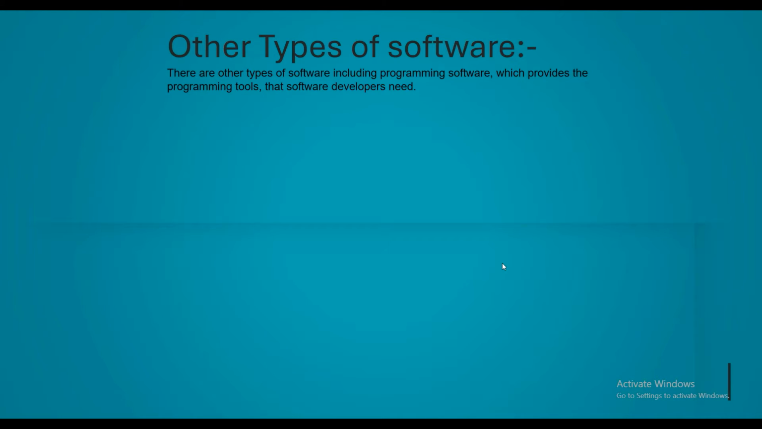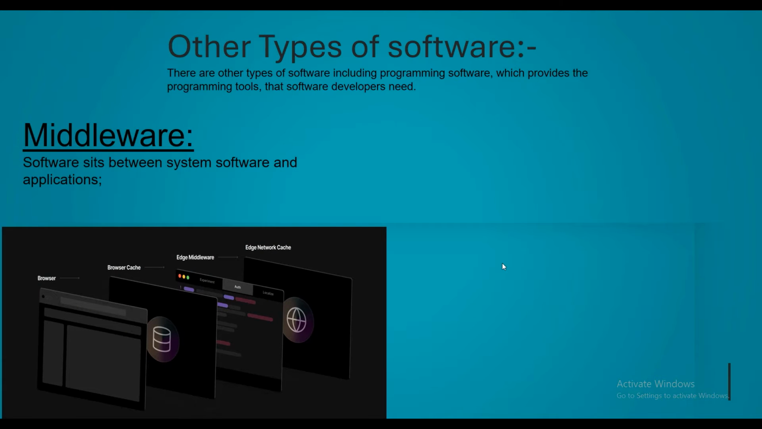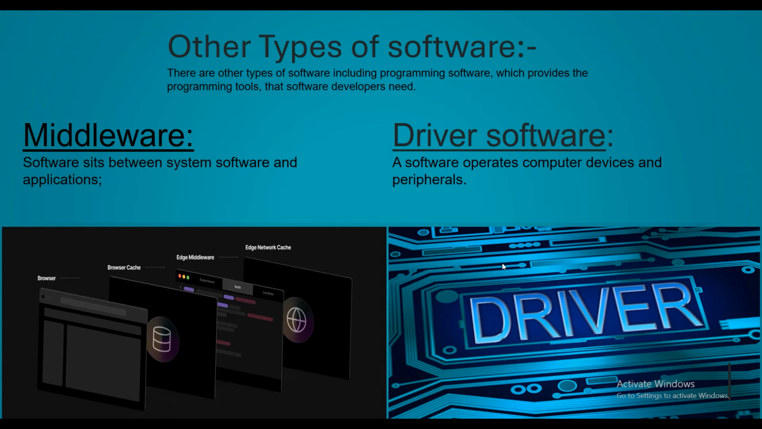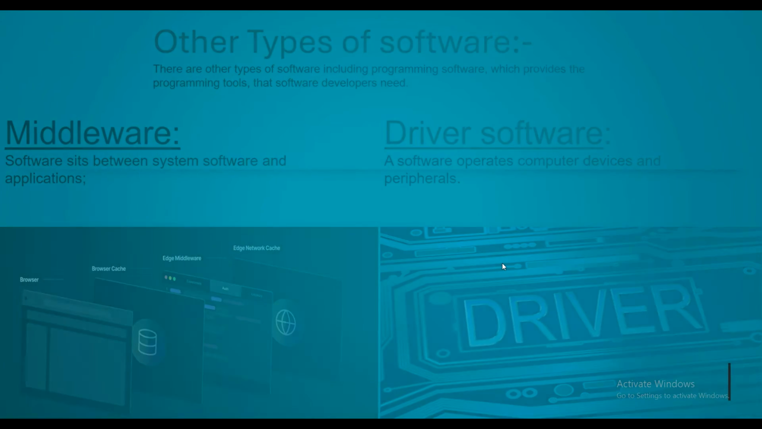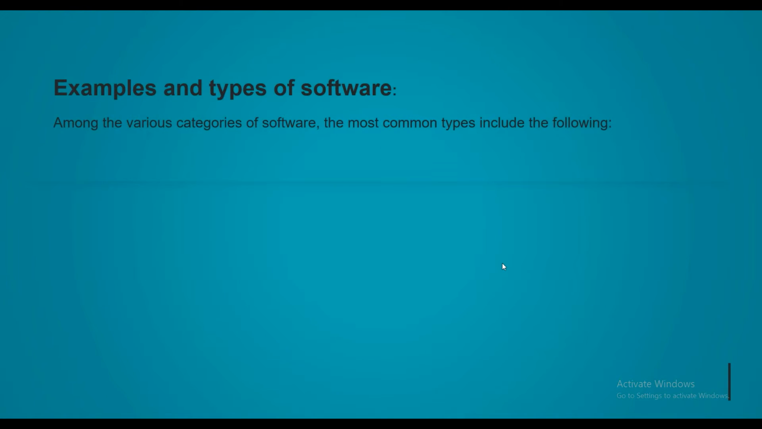There are other types of software, including programming software, which provides the programming tools that software developers need. There's middleware, a software that sits between system software and applications. And the fourth type is driver software, which operates computer devices and peripherals, like a video card driver in a computer, and so on. We'll talk about these types more clearly and in more detail.